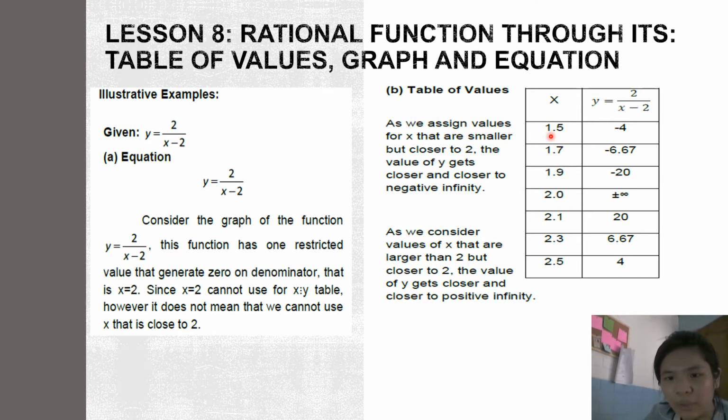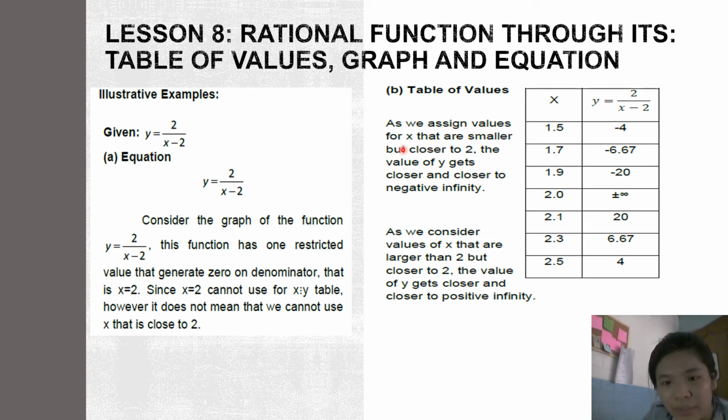So, when you do this, you are the one who will assign the values of x. It's up to you. So, 1.5. That is y is equal to 2 over 1.5 minus 2. When you calculate it, the answer is negative 4. For 1.7, substitute, that is negative 6.67, and so on. When you substitute 2.5, you get 4. It's up to you how many values of x you set, as long as you can graph the function.